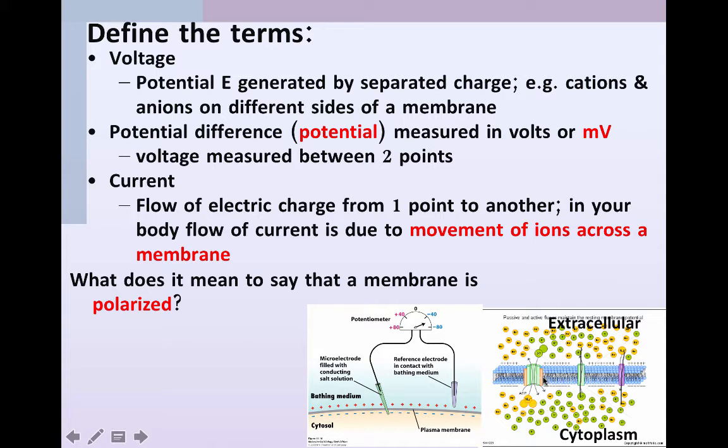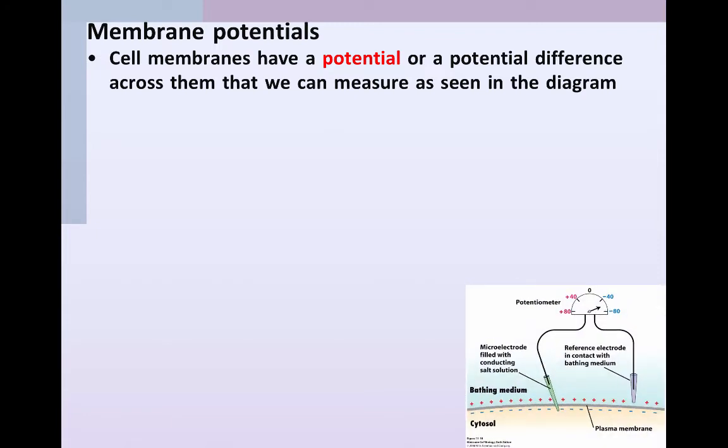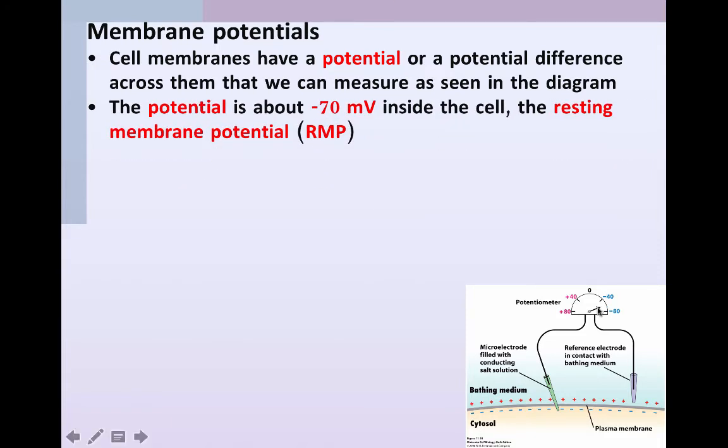It's also important that you understand what we mean when we say that the membrane is polarized. We're just simply saying that, much like a battery, it has a negative pole and a positive pole. And so it is indeed polarized. Cell membranes have a potential or a potential difference across them, and as we saw in the previous diagram, we're able to measure that potential difference. And here you can see that that potential difference is about -70 millivolts, and that's what it typically is for a neuron when that neuron is quiet and not doing anything. And for that reason, we refer to this as the resting membrane potential, or simply the RMP.